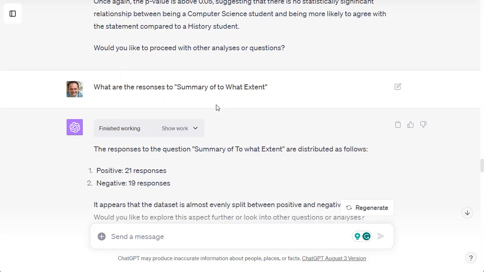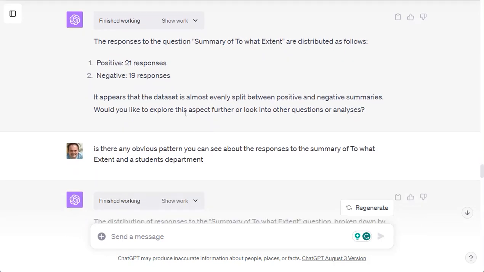The next one I want to look at is this idea of the summary of to what extent. So they were asked on the survey to put a word in that would summarize their feelings about the use of learning analytics by the university to monitor and enhance their learning experience. And they had to select one word that summed that up. And what the analysis did was identify if that word tended to be positive or negative. So out of the 40 responses, we see that generally it's split.